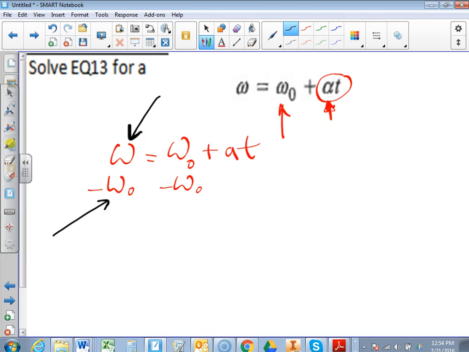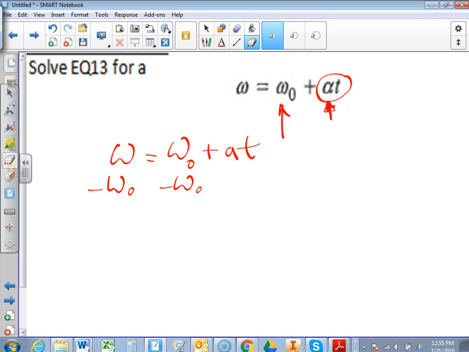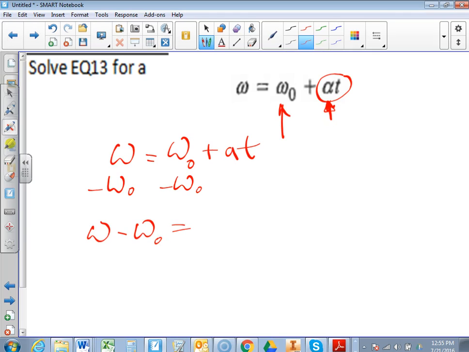That's all that means. But the key here is that you can't just add them together. They're not the same thing, or subtract them in this case. All you can do is write omega minus omega sub 0. That's it. Equals AT. Notice, I rewrite the equal sign underneath. I rewrite my equation every single time. The faster you try to go, the more you're going to lose track, and things are going to be a problem.